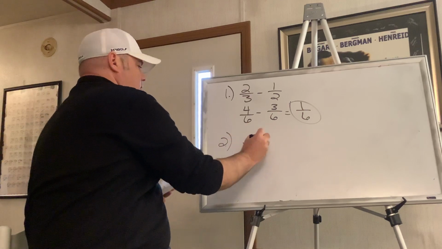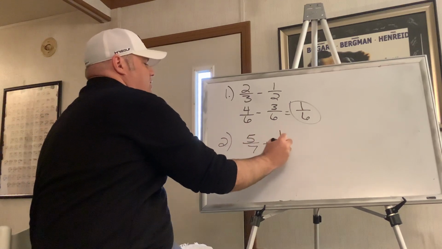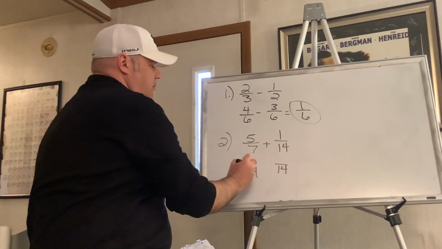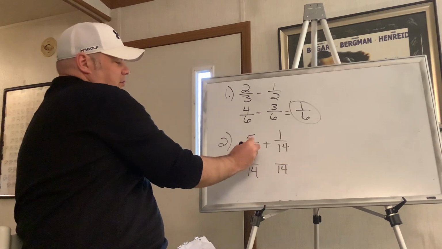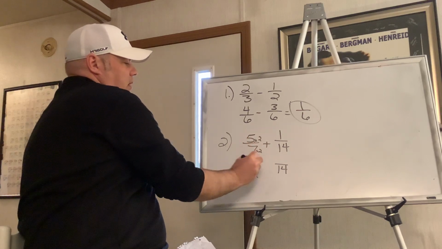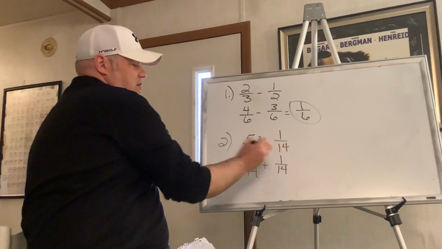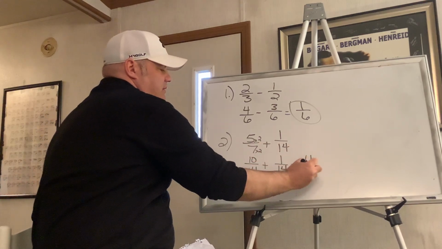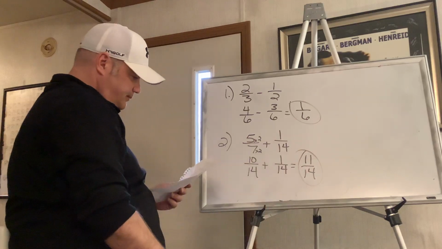5/7 plus 1/14. The smallest number is 14 that both of these go into. And when I say you double, you multiply this by 2 to get 14. So you got to multiply this by 2. And this one didn't change, the top doesn't change. And now you add them and you get 11/14. Okay?